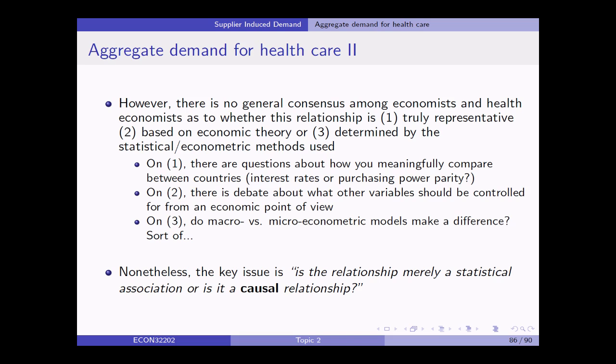Is this based on economic theory? Why is income the major thing? What is it about income that is theoretically associated with the demand for healthcare? Or is this just an econometric, a statistical phenomenon that's just coming out of the data?